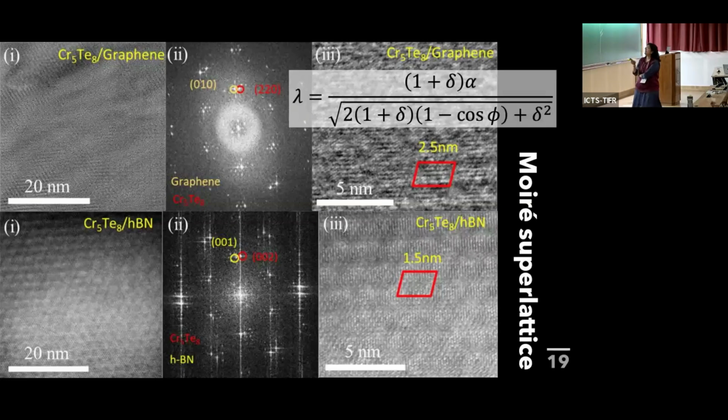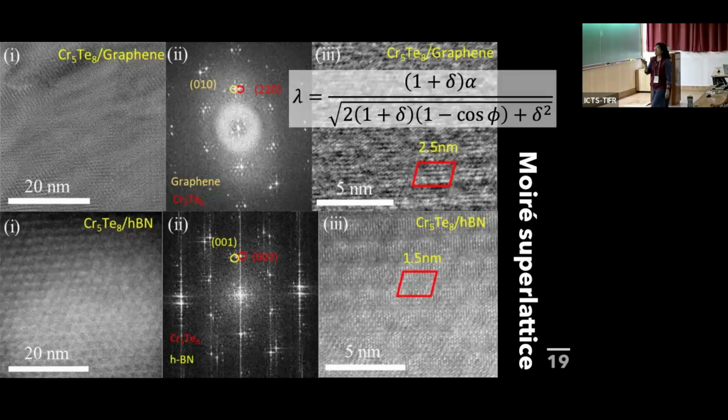And you can actually calculate the moire wave vector, the moire period, from this using this expression. Here alpha is the lattice constant of graphene, delta is the misfit between the 010 and 220 planes, and phi here is 0 because in this case there is no apparent rotation between the two planes, 010 and 220. If you put in this value, you find lambda is equal to 2.48, and that matches well with what we see in real space.